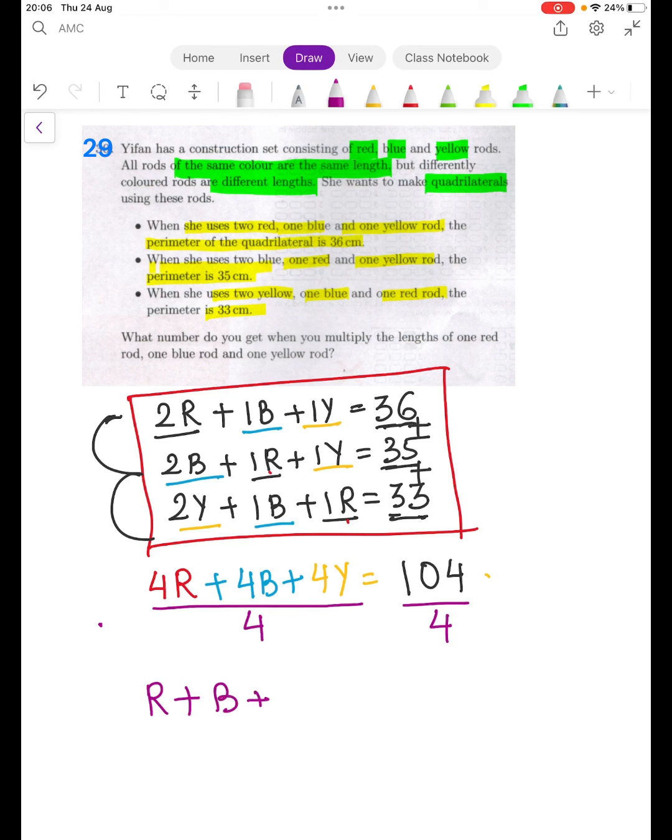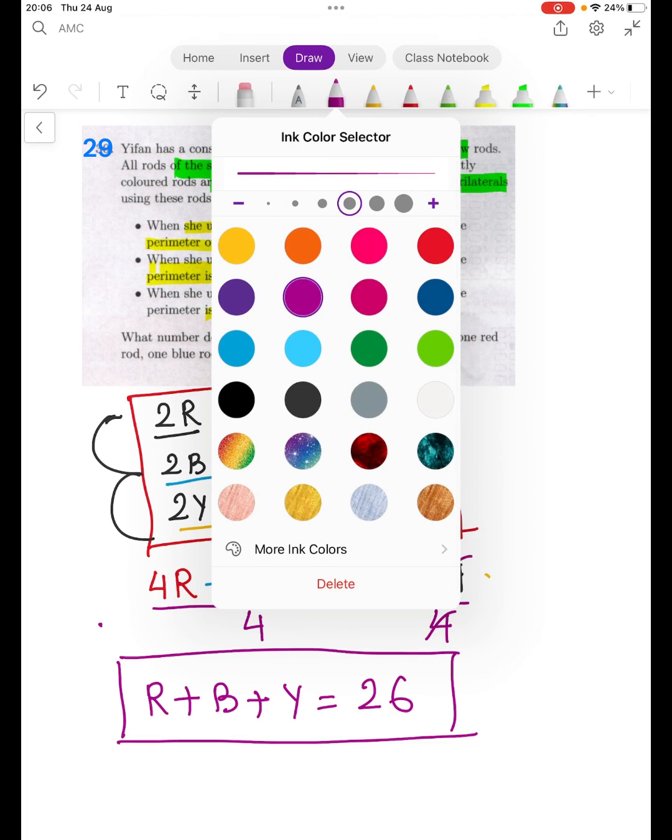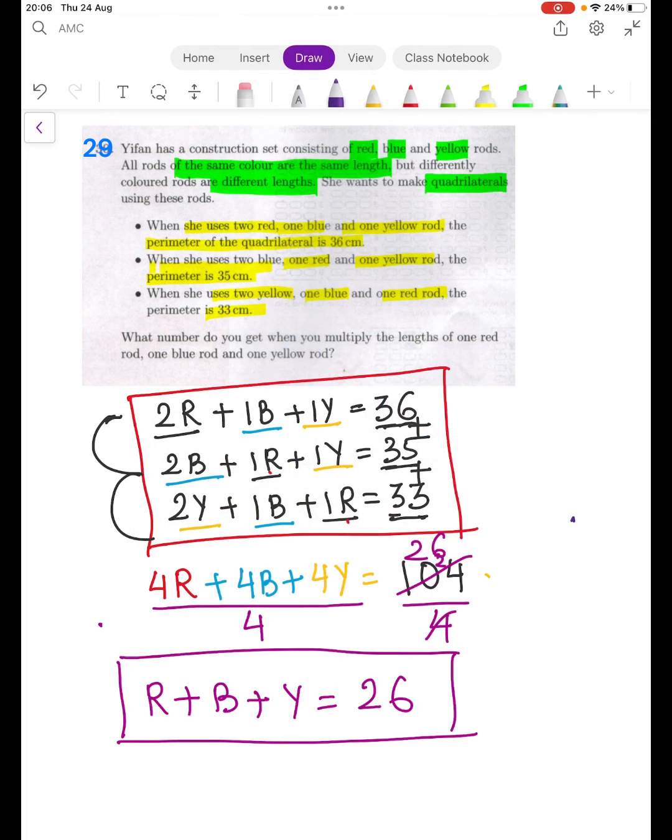So this becomes red plus blue plus yellow is, this 2 is 4, 6, 26. All right, this is the equation that we have been looking for, and this is our savior equation. All right, let's have a look how this equation can help us get the answer. Now, if you compare this equation, so if we had 1 red, 1 blue, and 1 yellow, this will amount to 26. But look at equation number 1.